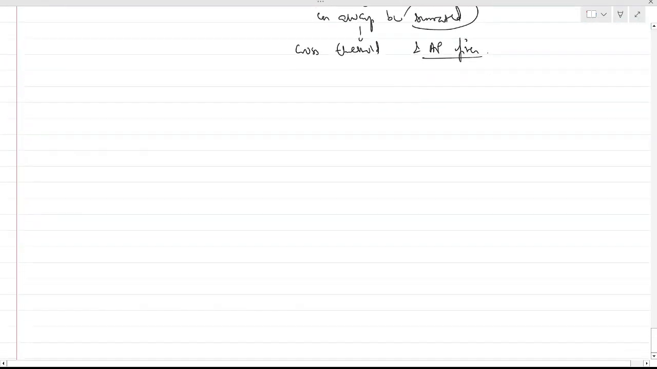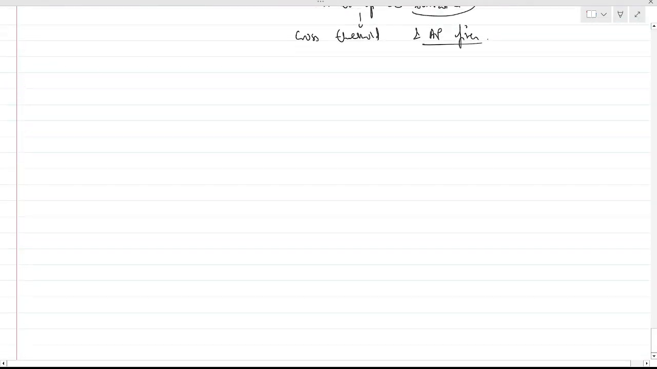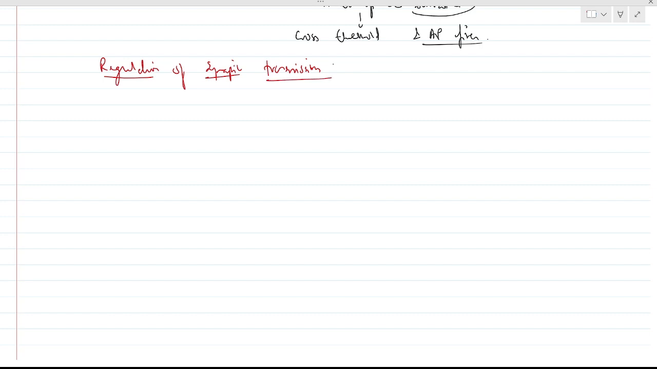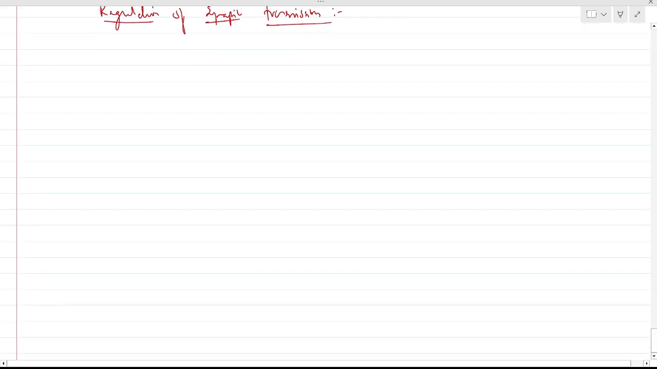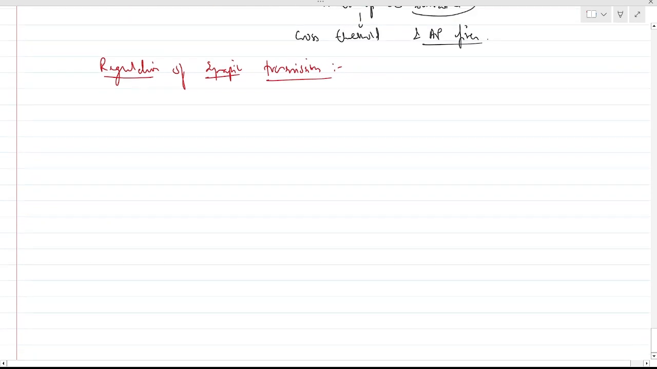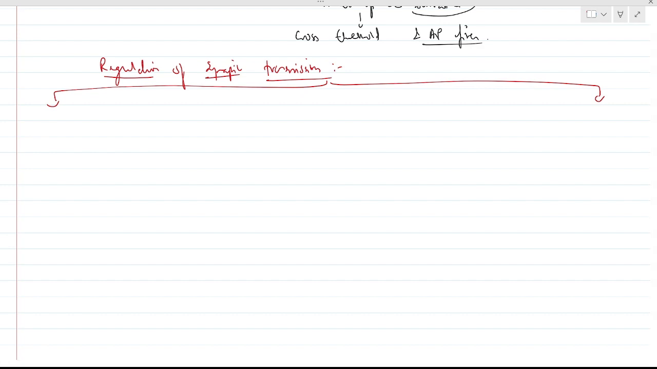Now moving on, the regulation of synaptic transmission. Okay, the synaptic transmission is regulated. Now this is again of two types. It is either facilitated or inhibited.